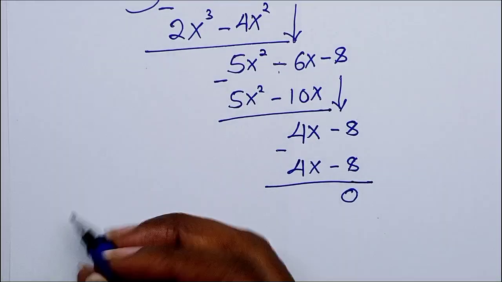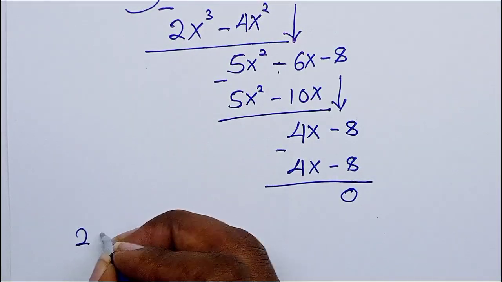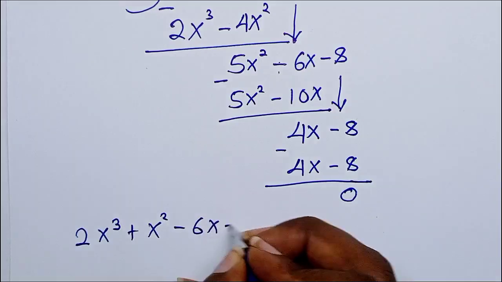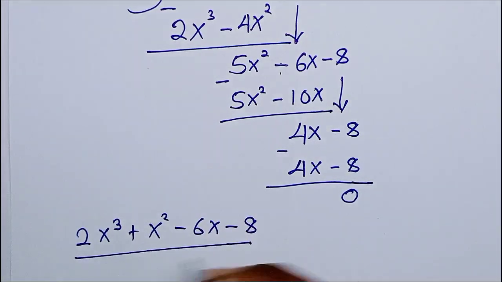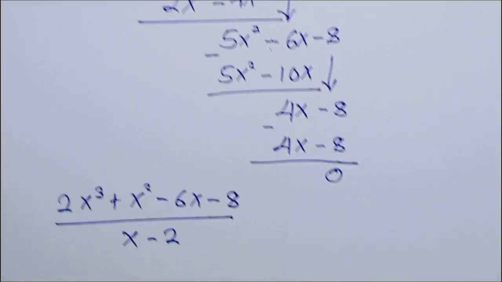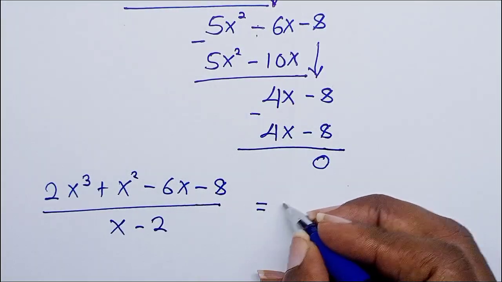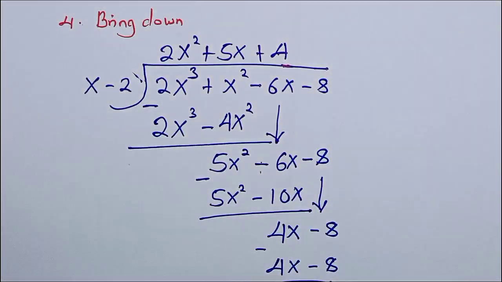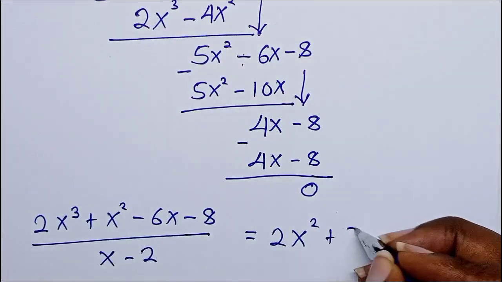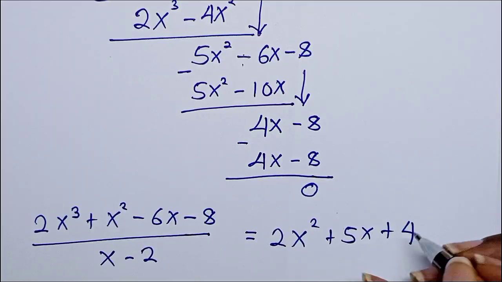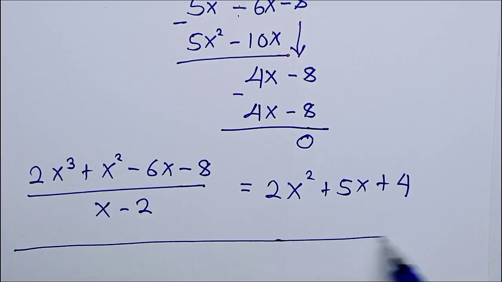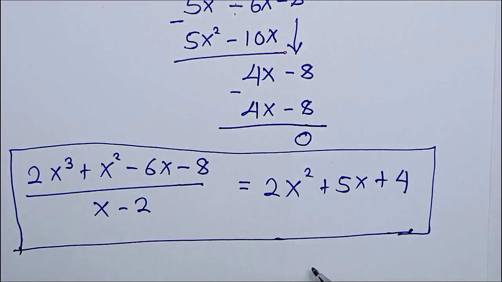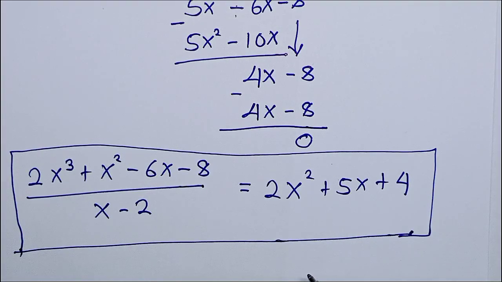Therefore, our answer for 2x cubed plus x squared minus 6x minus 8 over x minus 2 is equal to 2x squared plus 5x plus 4. And this is our answer. So that's how you deal with dividing polynomials.